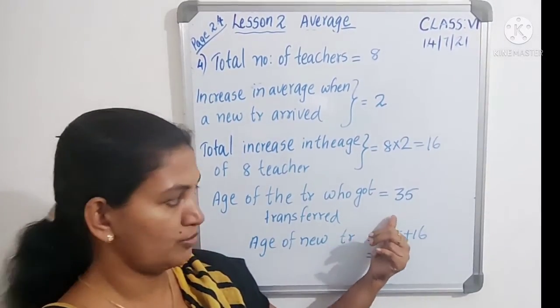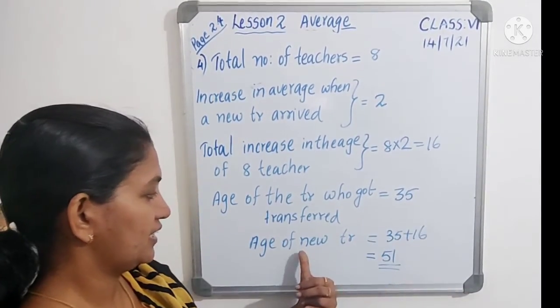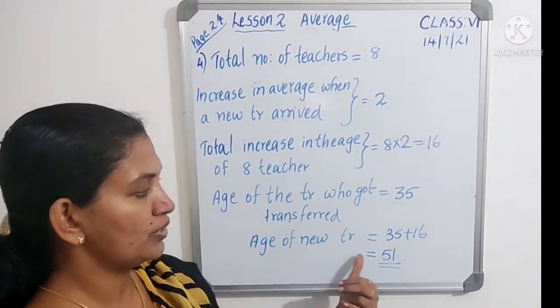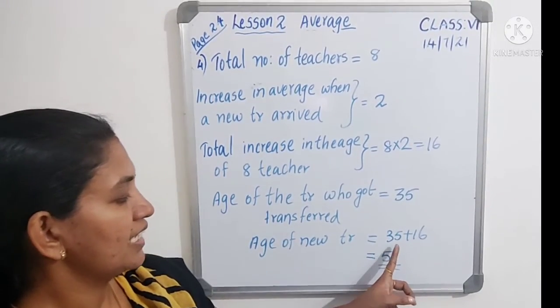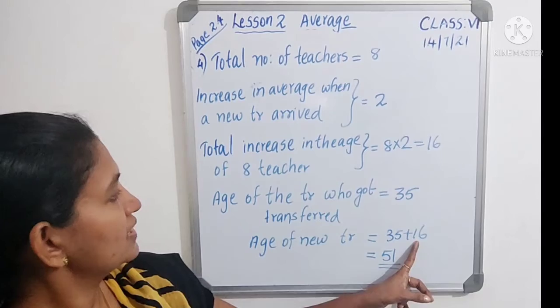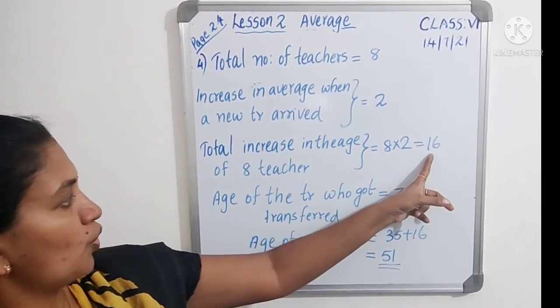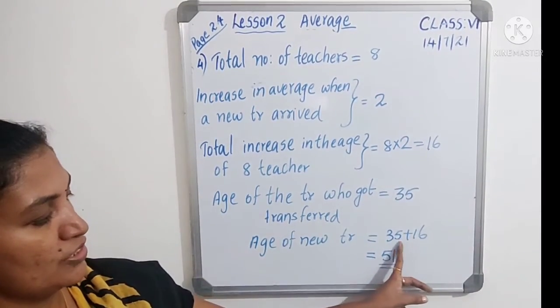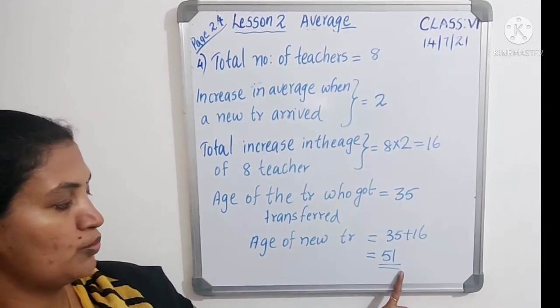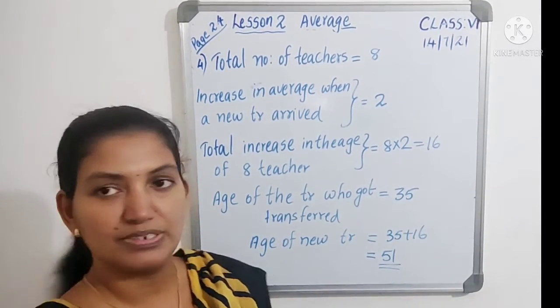Next, age of the teacher who got transferred. The age of the transferred teacher was 35. Next, age of the new teacher. So how can you find the new teacher's age? That is 35 plus 16. This total we are adding here. So 35 plus 16. So the age of the new teacher is equal to 51.